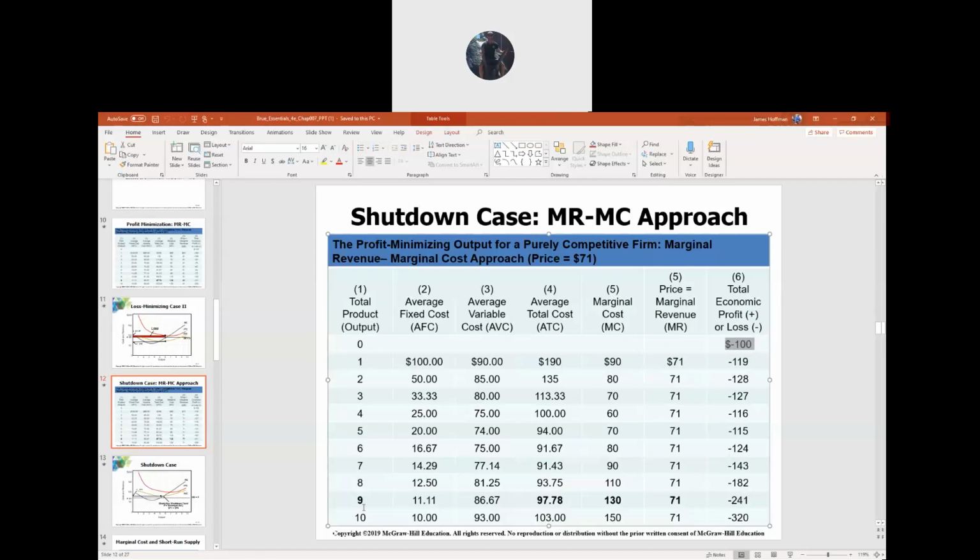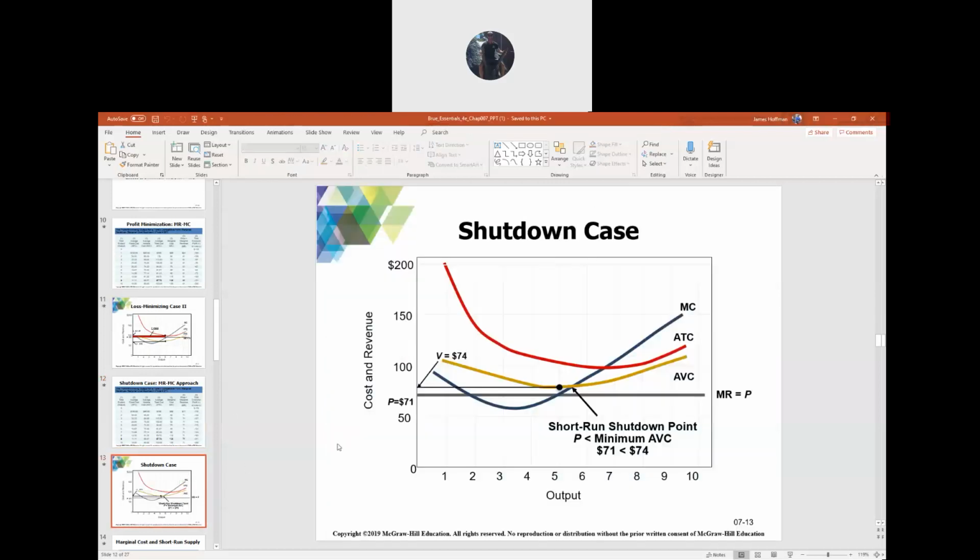So see how producing 1 through 10 is all worse than 100? And so for this firm, the best case is just to lose the 100. All right, and that's all graphically because the price is below the minimum of the average total cost or the average variable cost.